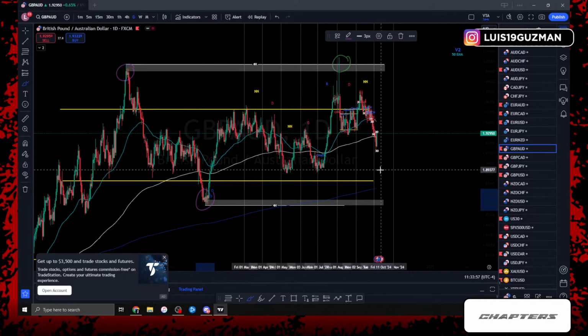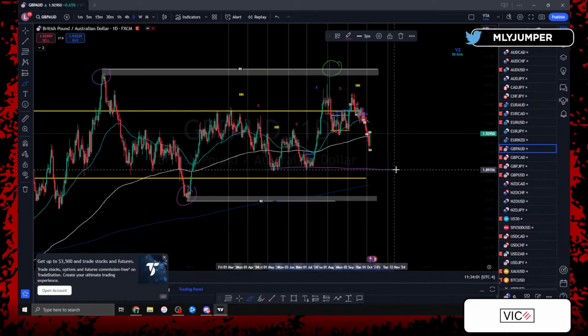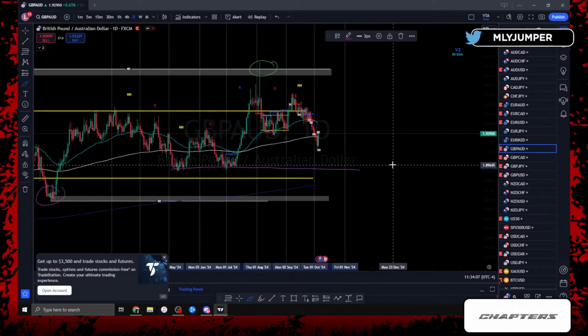So we're in a situation where, again, is price just going to come back down to these lows? Is price going to go back down to these lows? We just got to wait for that to happen. We have no continuations either.